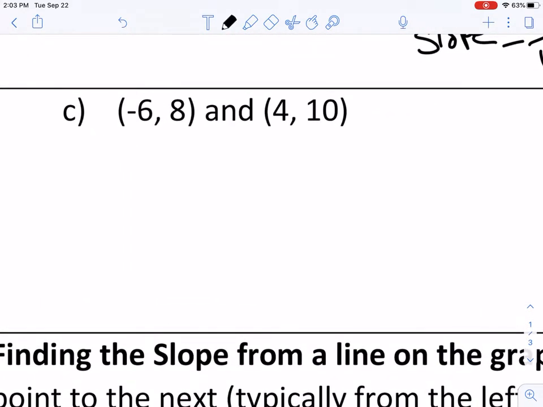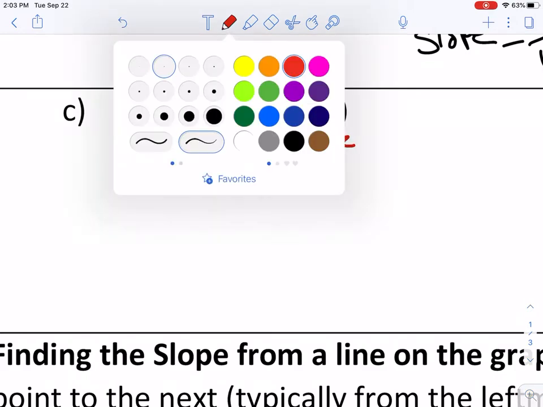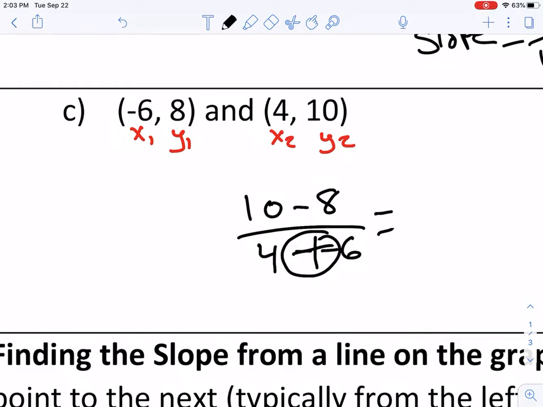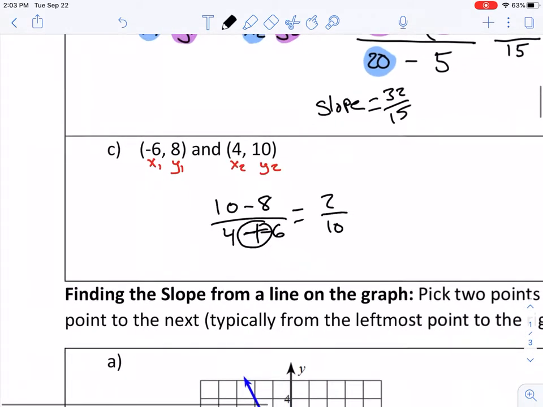All right. I'm going to do these last two very quickly. Taking my y2 minus my y1 divided by my x2 minus my x1. And notice that I do end up with a double negative, becomes a positive, slash and dash. 10 minus 8 is 2, and 4 plus 6 is 10. These ones reduce to give me 1 over 5, so my slope is 1 over 5, rise over run.